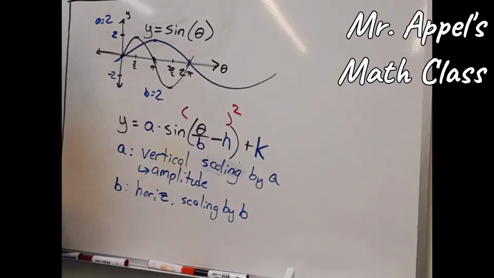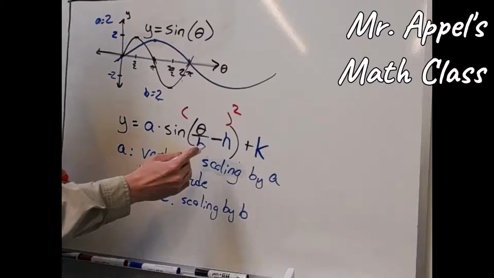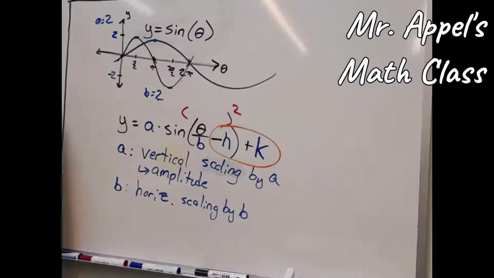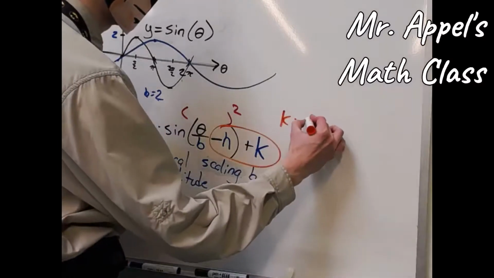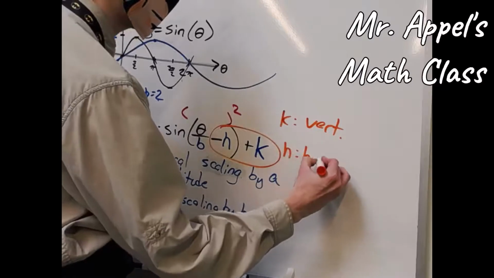Okay, how about h and k? I've got another color here. What do these guys do? They are my vertical and horizontal what's?